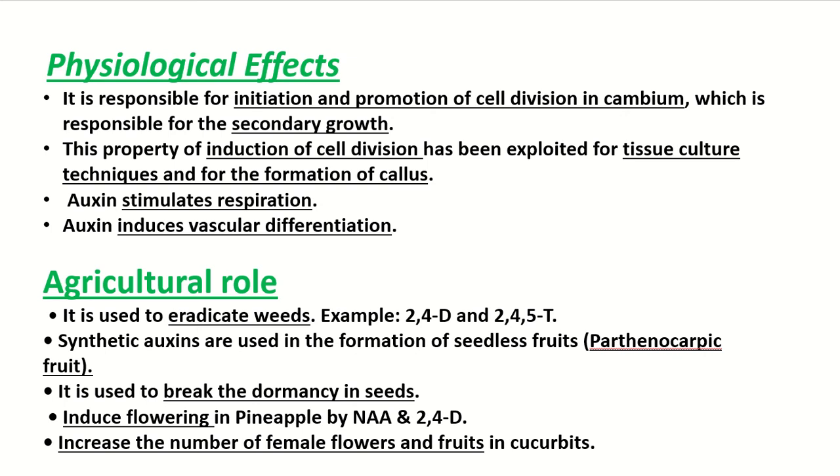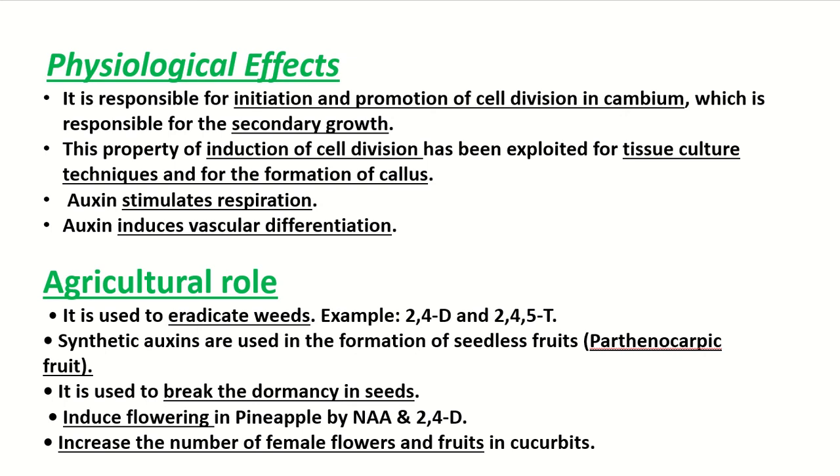Auxin stimulates respiration. It also induces vascular differentiation. Vascular differentiation means differentiation of cells present in the vascular system, that is xylem, phloem, cambium, metaxylem, protoxylem, protophloem, metaphloem. Like that, the vascular tissue gets differentiated with the help of auxin.